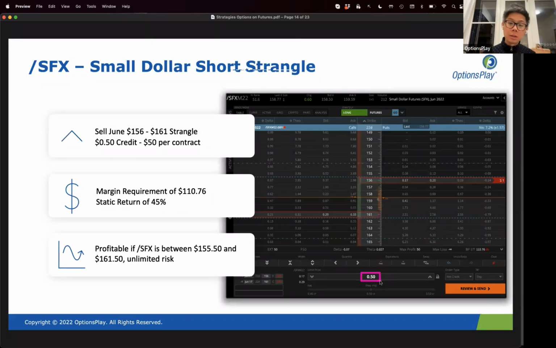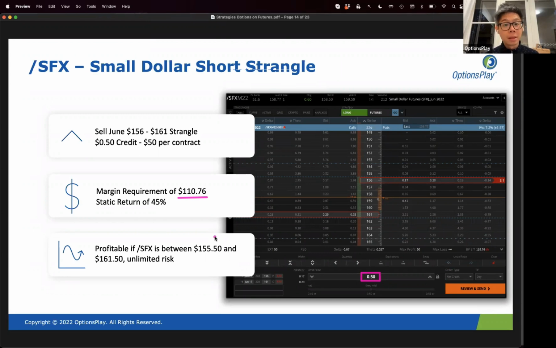So what's interesting about selling the strangle here is that the margin requirement to sell a single contract is only $110. So I'm collecting $50 in premium to sell one contract, and it only requires $110 in margin to do so, because again, the US dollar doesn't move that much. So the margin on this type of product is substantially lower. And that's the benefit of trading options on futures: the margin requirement is based on the volatility of the underlying.